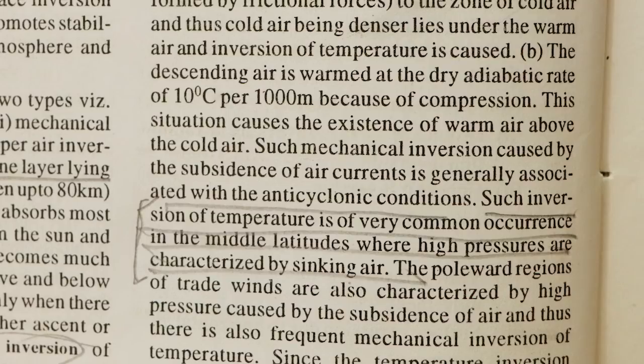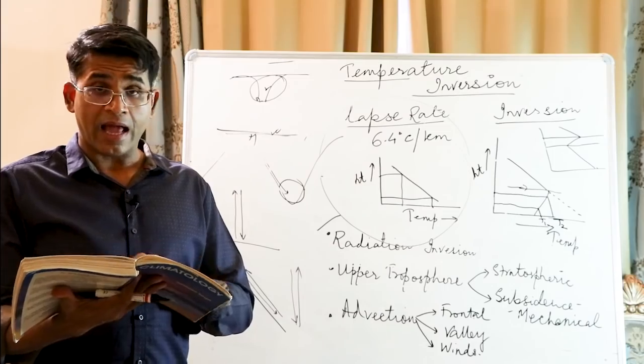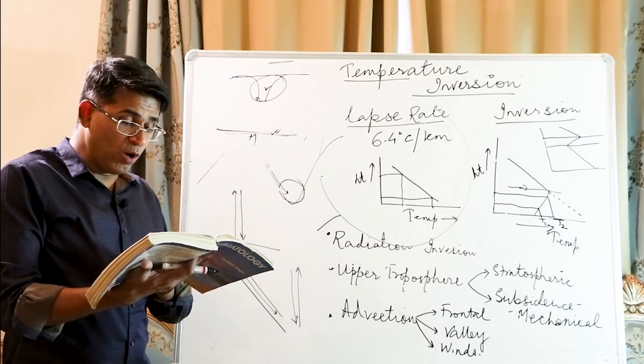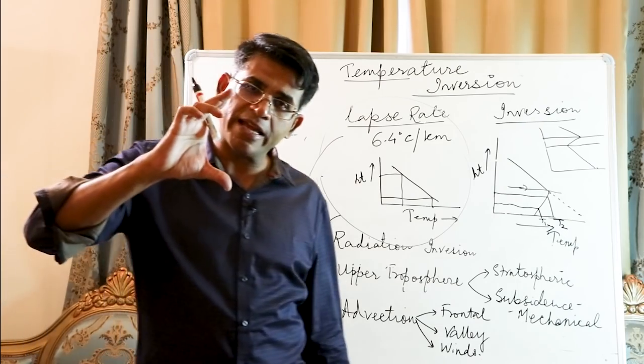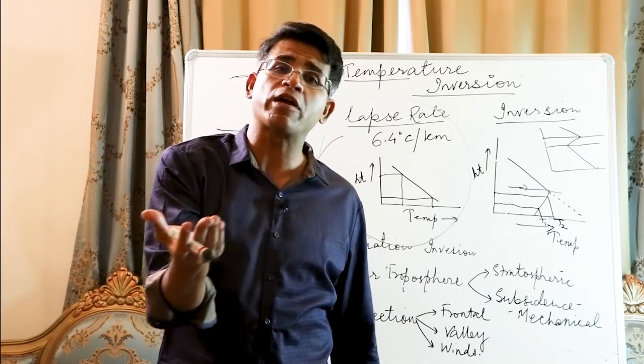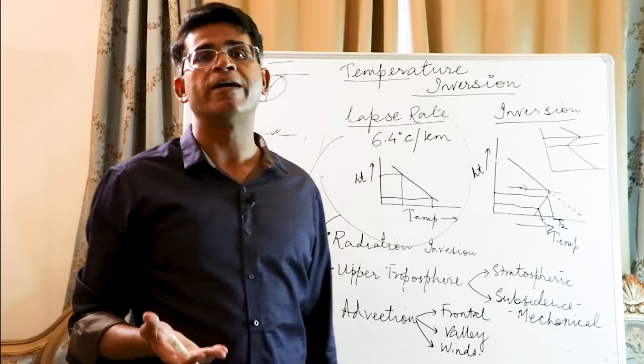Such mechanical inversion caused by subsidence of air currents is generally associated with anticyclonic conditions. Such inversion of temperature is a very common occurrence in the middle latitudes, where high pressure areas are characterized by sinking air. And this is also true for the poleward regions of trade winds, basically talking about the subtropical high pressure belts.